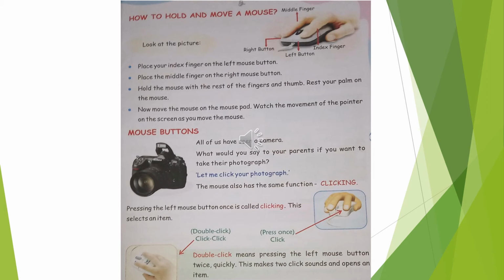Let us see here. Double click means pressing the left mouse button twice quickly. When we press the left mouse button twice, that means 2 times and quickly, very fast, not in a slow way. On the spot we will click 2 times. Okay. This makes 2 click sounds and opens an item. Clear?